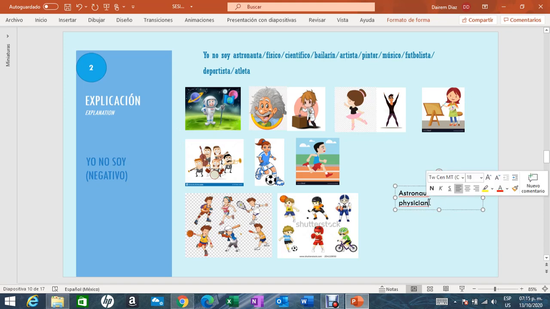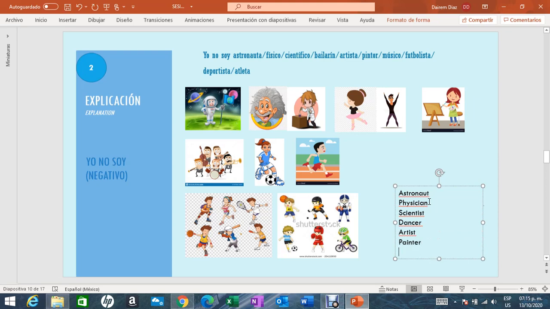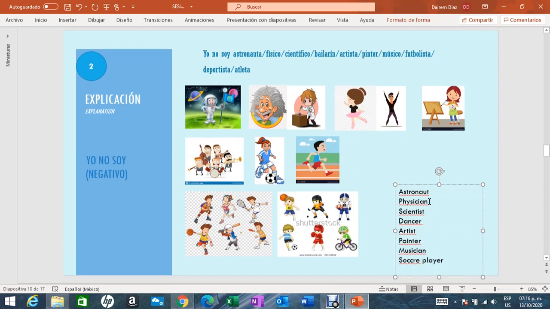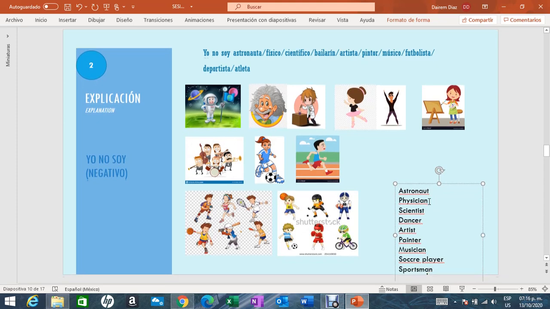Después tenemos, after that we have scientist. Then we have dancer. Then we have artist. Then again painter. Then musician. Then soccer player. Then sportsman, sportswoman, and then athlete.